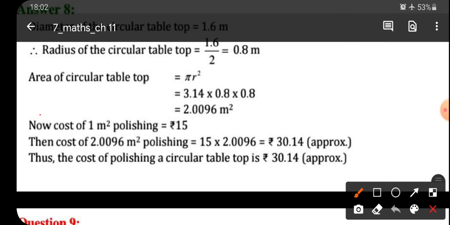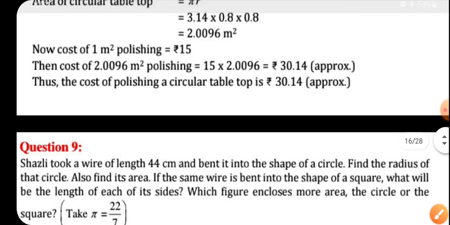Now, what is the cost of 1 meter square? 15 rupees. Then the cost of that much meter square, you have to multiply by 15. So it is 30.14 rupees approximately.